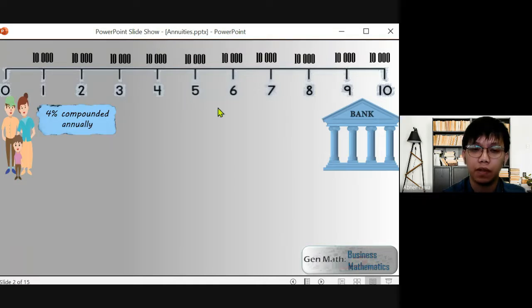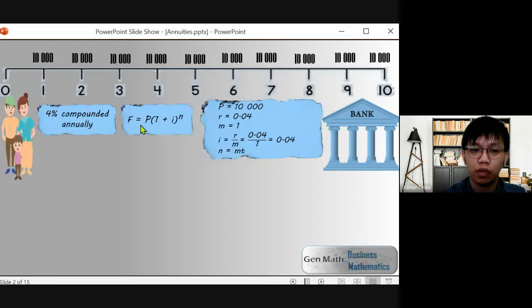And for us to determine the total savings, we know that the formula in solving the future value of a compounded interest is F equals the present value multiplied to the quantity 1 plus i raised to n. Wherein, it's not directly specified yung value ng i natin and n sa given scenario na to or given this problem.